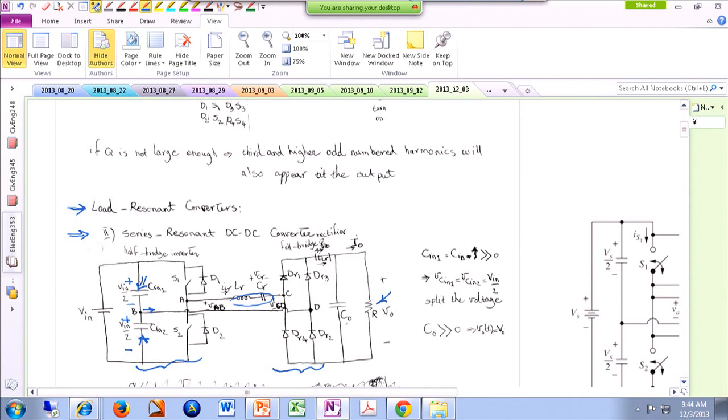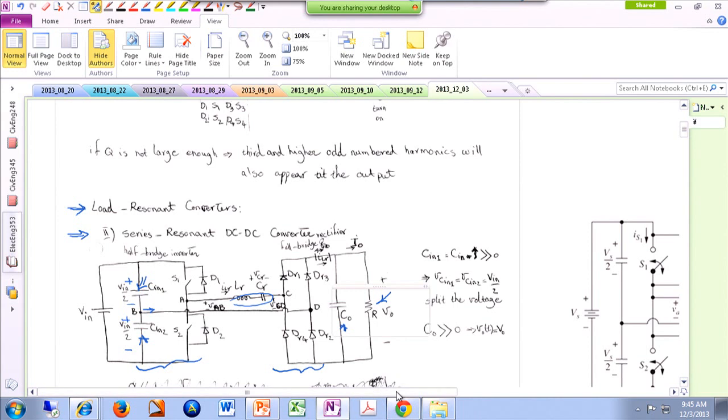The other assumption is that this output capacitor is also a large capacitor, so you can assume that the voltage drop across this cap is almost constant. So your output voltage is almost a constant DC voltage. This is the same assumption that we made, for instance, when we were analyzing the buck topology, or all these converters that we have analyzed.